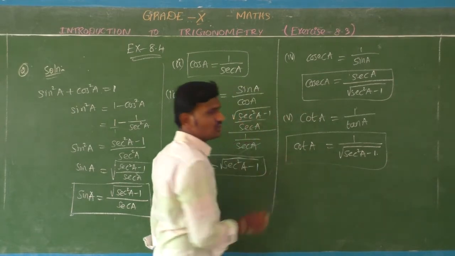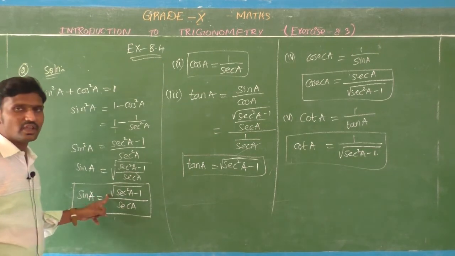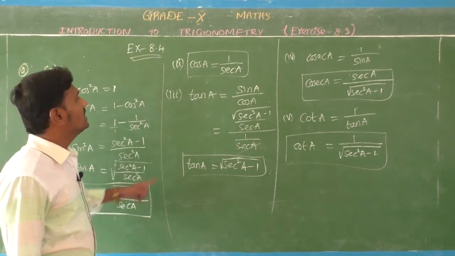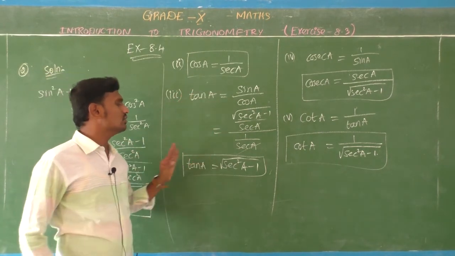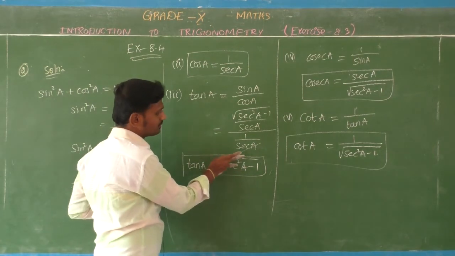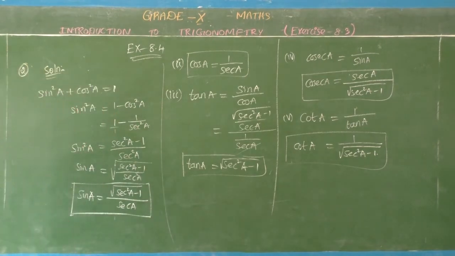So see students, you have all the ratios in terms of secant A only. First, sin A is equal to square root of secant square A minus 1 by secant A. Then cos A is 1 by secant A simply. Tan A is equal to square root of secant square A minus 1. Cosecant A is 1 by sin A, that is secant A by square root of secant square A minus 1. Finally cot A is equal to 1 by square root of secant square A minus 1. Have you got it, children?